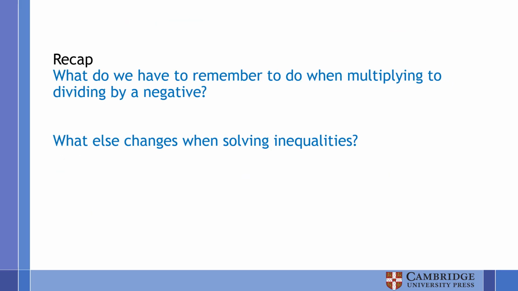Okay, and our last parts, usually we do these recap questions together in class, but what do we have to remember when multiplying or dividing by a negative? Well, we need to remember to switch the direction of our inequality sign. What else changes when solving inequalities? Absolutely nothing. Our rules are the same. We just had that new extra one, and our guidelines are exactly the same. So there's no need to try to make things more complicated. It's our same process.